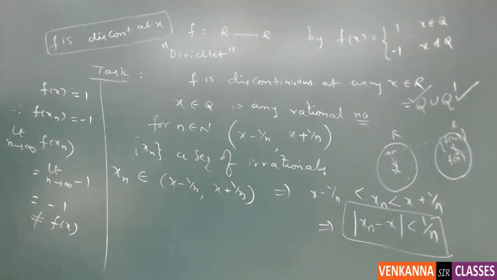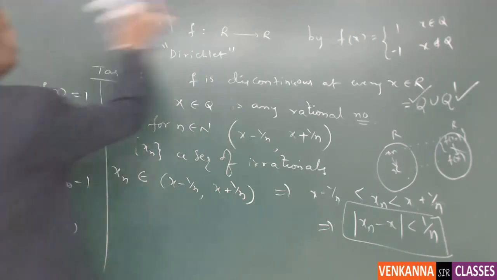So since x is taken as a rational number, f is discontinuous at every rational number. That was the conclusion. In the same way, without changing any step, with the same writing, we prove the second case. Since I have proved that f is discontinuous at every rational number, the other part left with me is, I have to show that f is discontinuous at every irrational number. Here you have a doubt? Yeah. Let me finish.